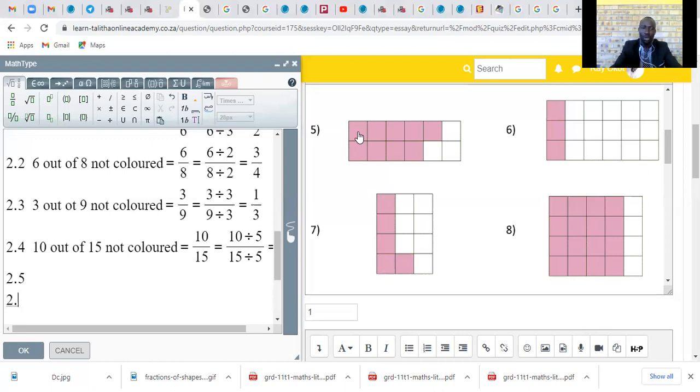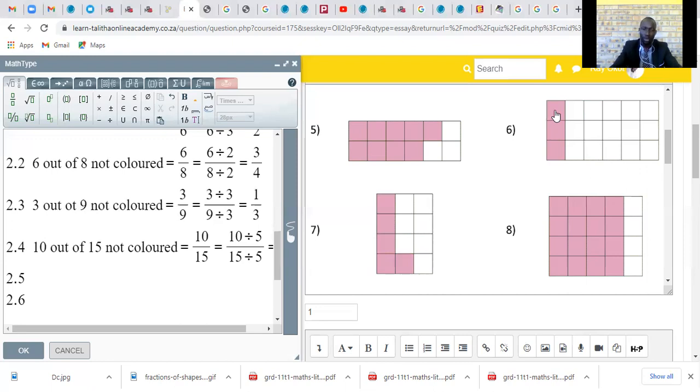Now, when it comes to 2.6, what you want to do is to count the number of squares that are not colored. So we'll be counting 1, 2, 3, 4, 5, 6, 7, 8, 9, 10, 11, 12, 13, 14, 15 squares. Well, 15 squares are not colored. Now notice it is 15 out of 16, 17, 18. So you say 15 out of 18 are not colored, and then you can write it as a fractional notation, and then you can go ahead to reduce.